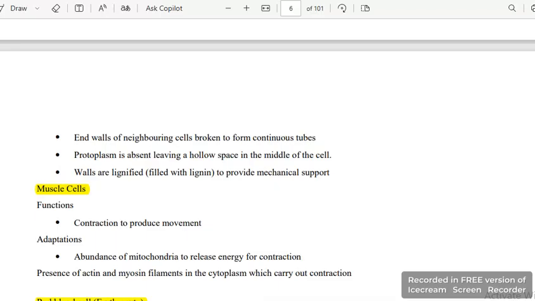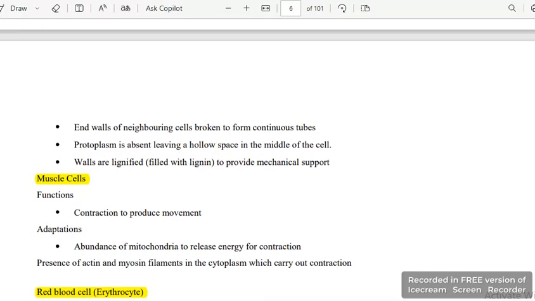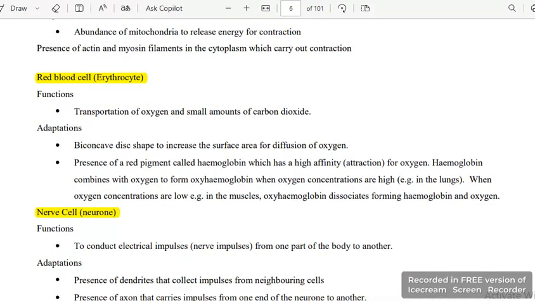So we have another cell which is known as the muscle cell. The muscle cell is found in animals. The function of the muscle cell is contraction to produce movement. In order for us to move, there is a need to have muscle cells, which help us to move, for locomotion. Adaptation: abundance of mitochondria to release energy for action. Presence of actin and myosin filaments in the cytoplasm which carry out contraction. That is what a muscle cell does.